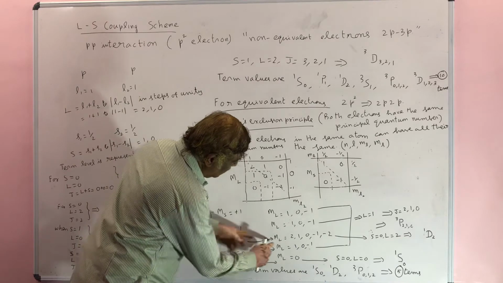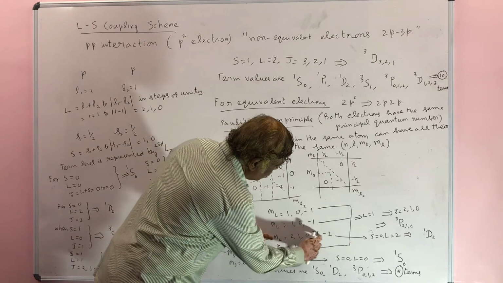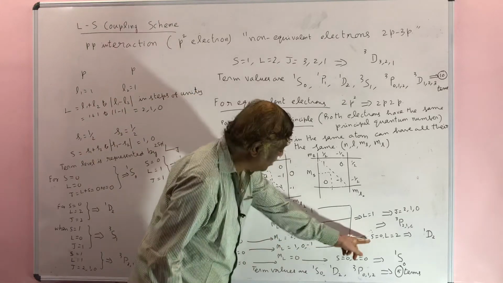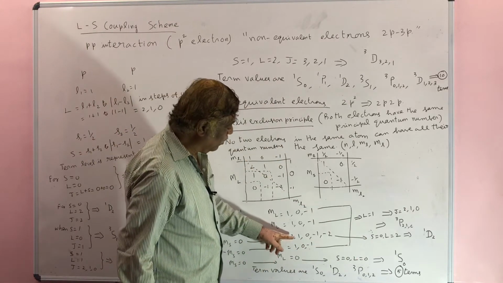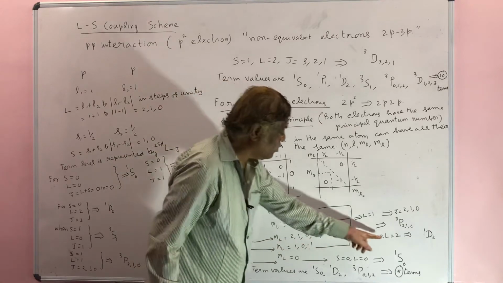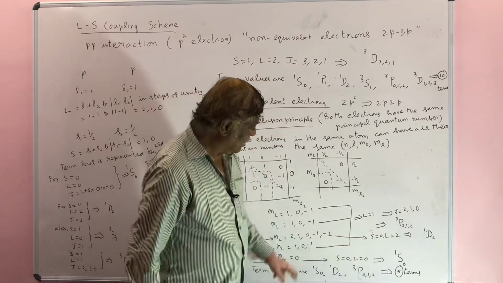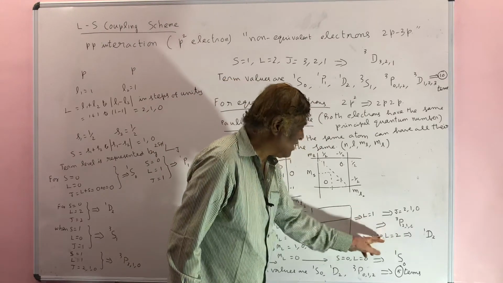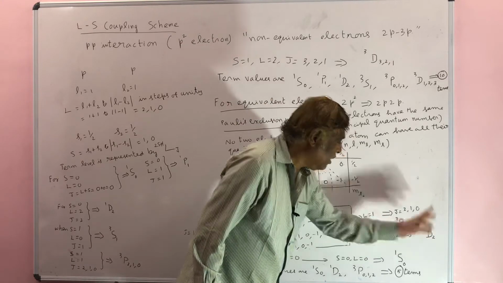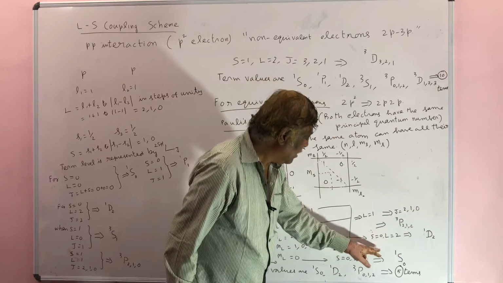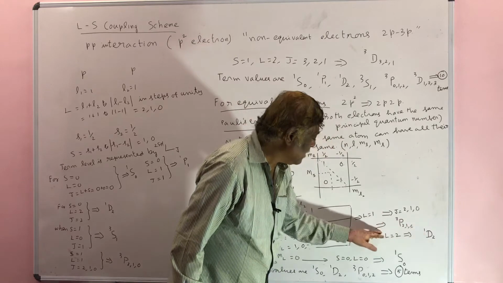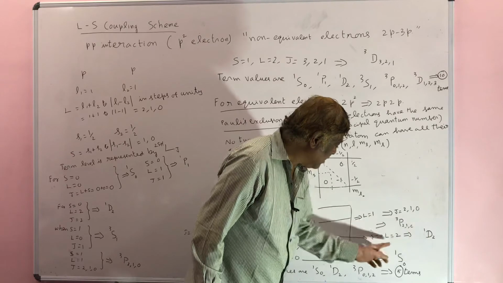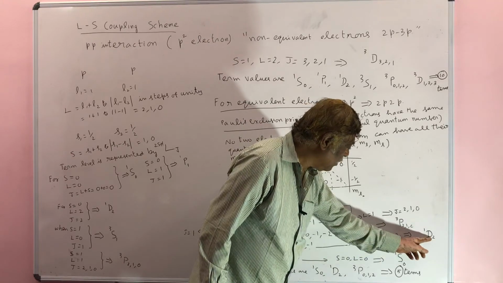MS is equal to 0, ML is equal to 2, 1, 0, minus 1, minus 2. MS is equal to 0 means S is equal to 0. ML is equal to 2, 1, 0, minus 1, minus 2 corresponds to L is equal to 2. Therefore, J value is L plus S, which is 2. Since L is equal to 2 it is a D term, S is equal to 0, 2S plus 1 is 1, the multiplicity of the level is 1, and J is equal to 2, therefore 1D2.